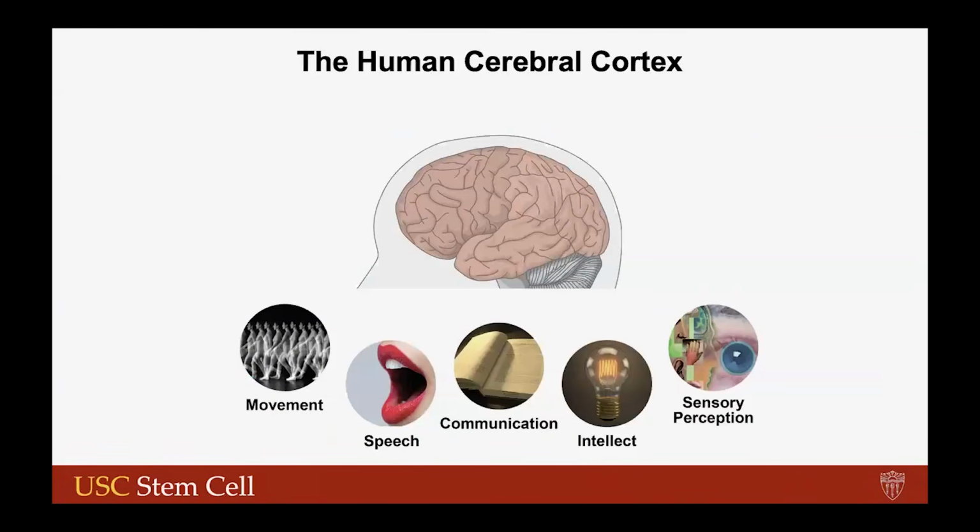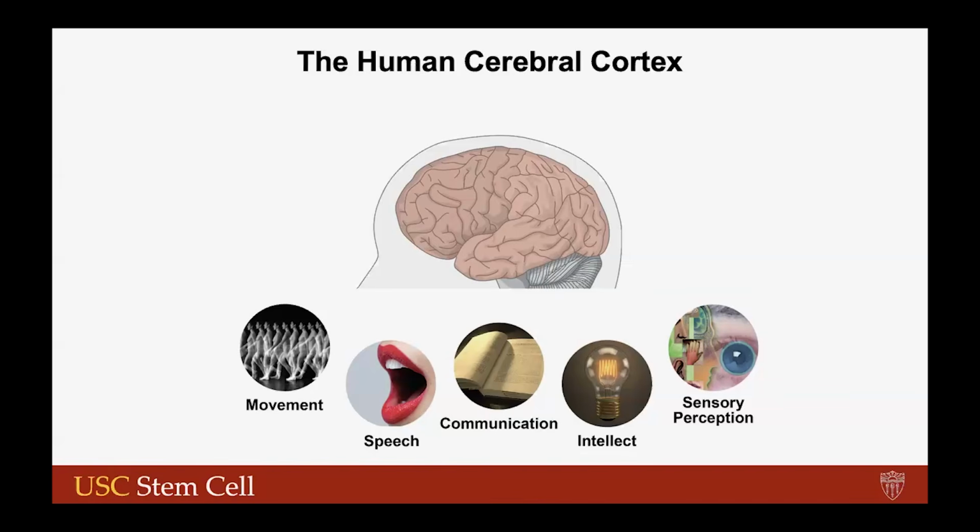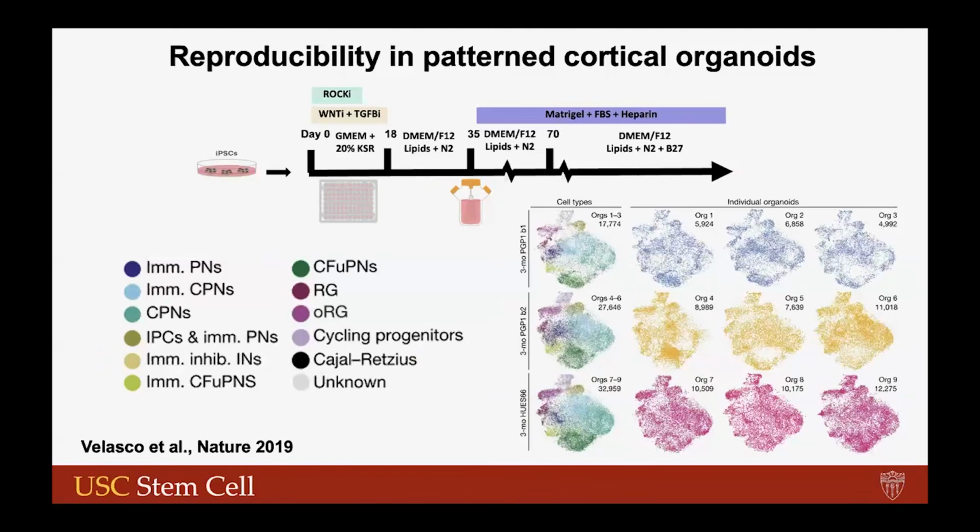As I mentioned, we can generate organoids from different brain regions. The models most used to recapitulate neurodevelopmental disorders are cortical organoids. And why cortical? We know that the human cerebral cortex is the structure in the brain responsible for the execution of higher order functions, including movement, speech, communication, intellect, and sensory perception. These are the very functions that make us human, and are also the functions that are often disrupted in developmental disorders.